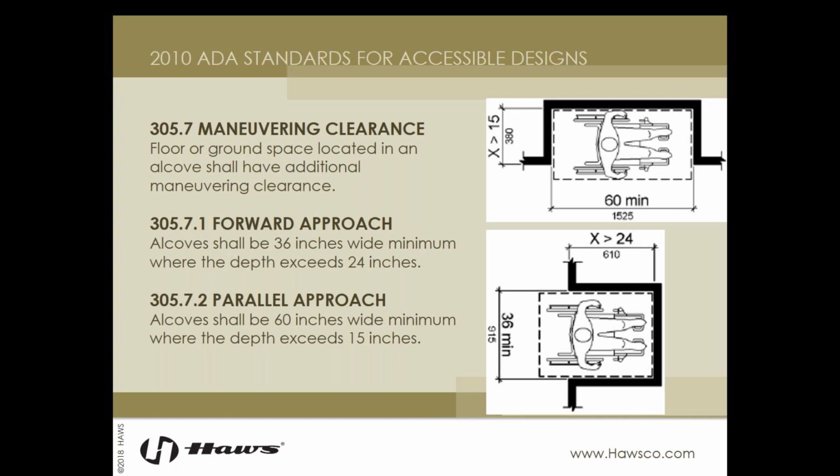Now on a forward approach, when the depth of the alcove exceeds 24 inches, the width must be a minimum of 36 inches wide. On a parallel approach where the depth exceeds 15 inches, the alcove must be 60 inches wide minimum. And again, that's just for maneuverability and to make it as accessible as possible.